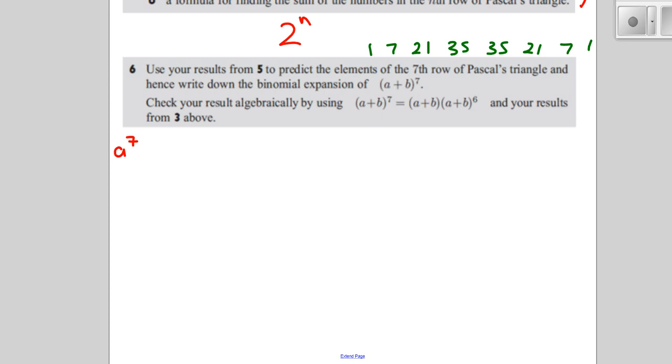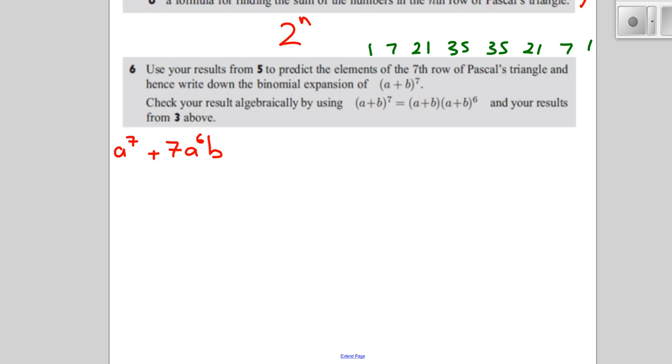So of course the first term will be 1, a to the power of 7, because it's all to do with a plus b. So what would be the coefficient of the second term? 7, yeah. So plus 7. And what will be the power on a? A 6, yeah, and b. Like that.